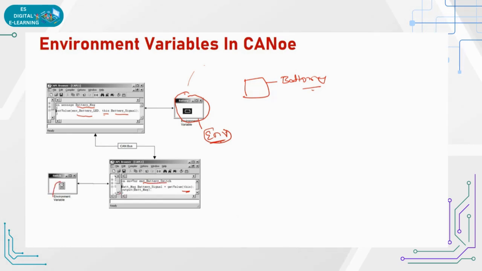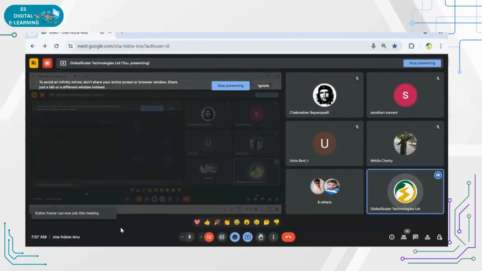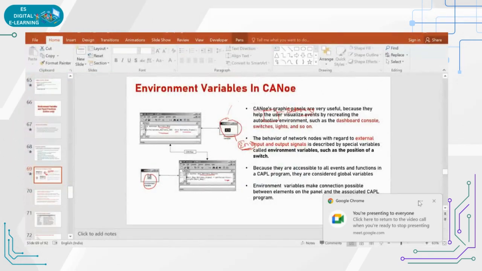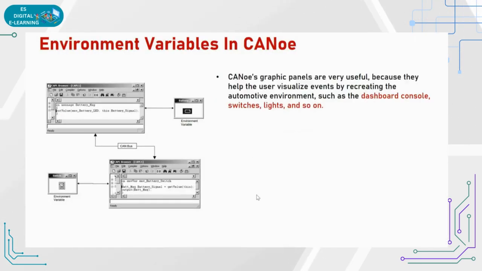So this will be a switch here. Whenever you need to turn on the battery, you need to activate the switch, and the battery will give the information, meaning the battery will be activated. If you turn it off, the battery will be in the off condition. So it will be like this, where we need to understand the flow, how it should be communicated. These CANoe graphical windows are very useful because they help us visualize events by recreating the dashboard console, switches, lights and so on.